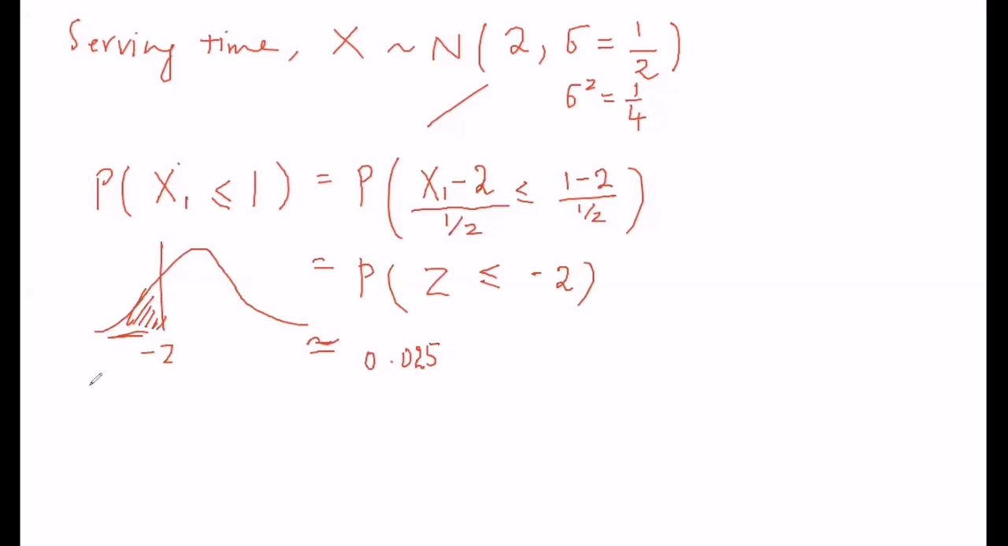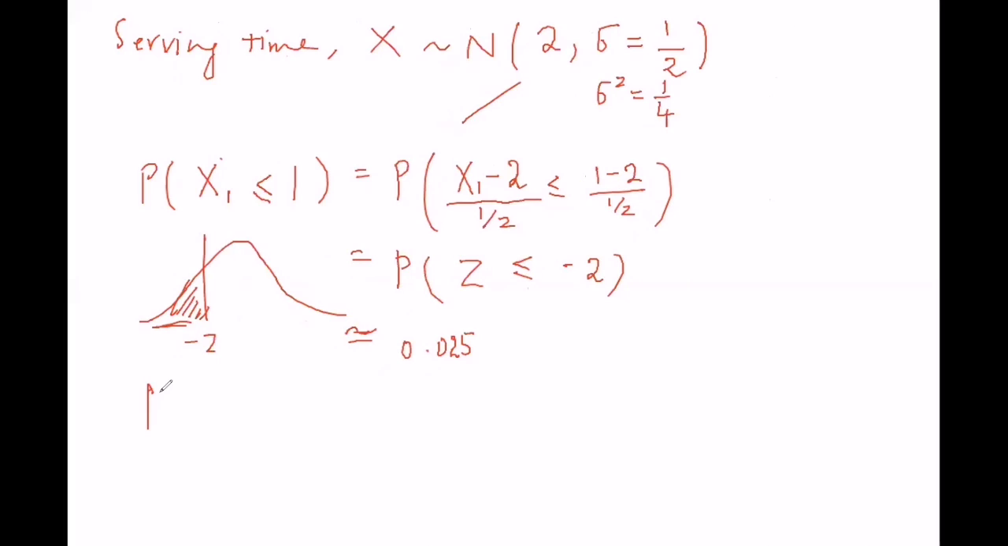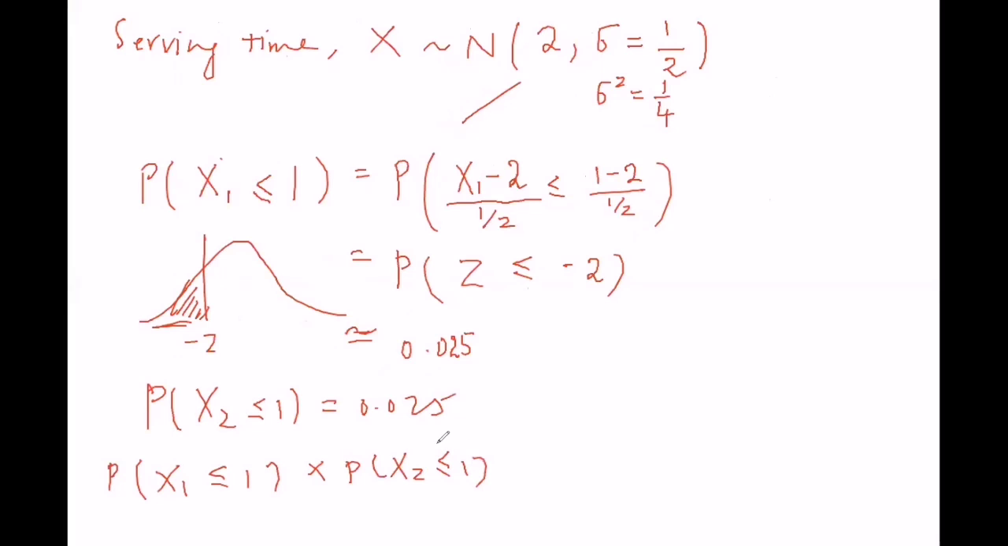All right. So the other customer is also the same, because they are independent. Both of them are served, so the other customer, you also have the same situation. So you want both of them to have serving time below one minute. So you just multiply.